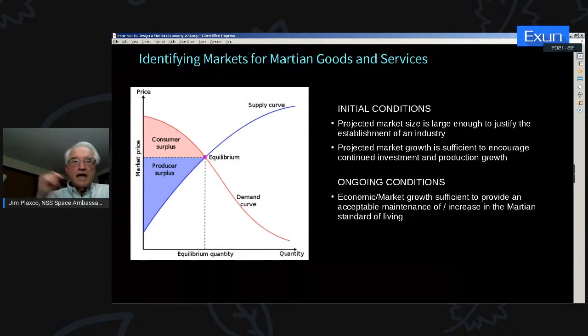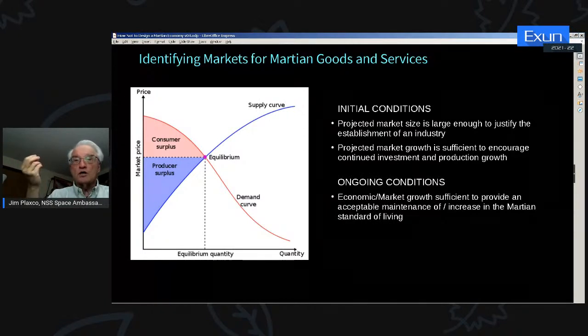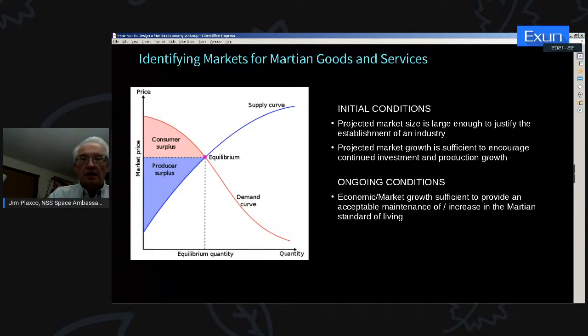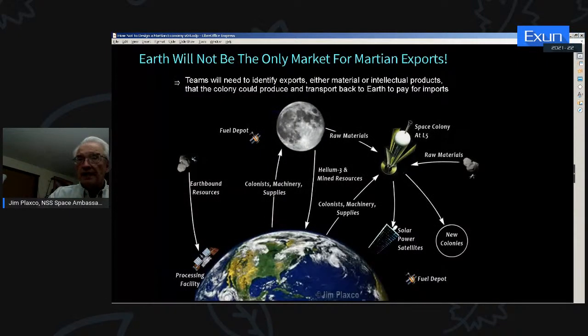Now, the first thing we had to do was to identify markets for Martian products. And those markets for those products would have to be large enough and have sufficient annual growth to make a Martian export economy practical over the longer term. In other words, sustainable. Now, as I said previously, I took exception to the Mars Society's expectation that the only trading partner for Mars would be the Earth.